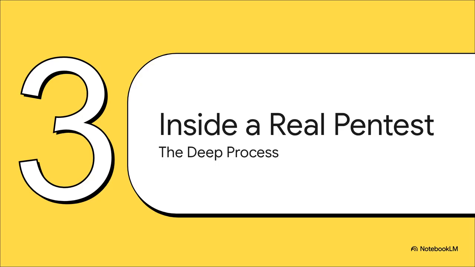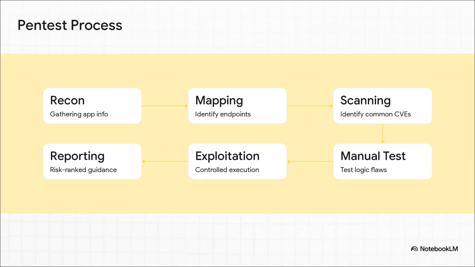Let's look under the hood in Section 3, inside a real pen test. A serious pen test isn't just someone in a hoodie hacking away furiously at a keyboard. It's actually a highly structured 6-step methodology. First up is reconnaissance. That's gathering intelligence on your whole digital footprint. Second, they map out your application's architecture. Step 3 is automated scanning, just to clear out the obvious, low-hanging fruit.